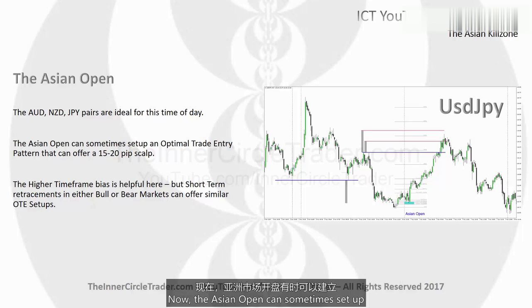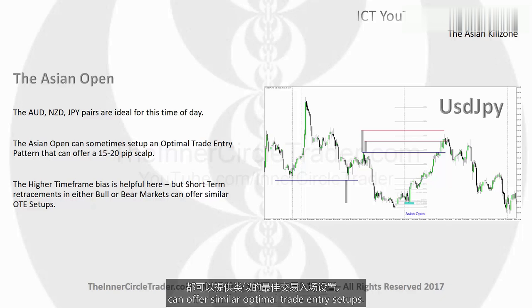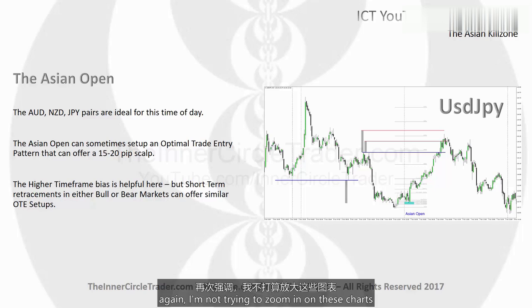Now, the Asian Open can sometimes set up an optimal trade entry pattern that can offer 15 to 20 pips for a scalp. Now, the higher time frame bias is helpful here, but short-term retracements in either a bull or bear market can offer similar optimal trade entry setups. As an example here, this is the dollar-yen pair. And again, I'm not trying to zoom in on these charts because the details are not important at this point. I'm just trying to build up an overview of the specifics about the Asian session that are important right now, the salient points, if you will.